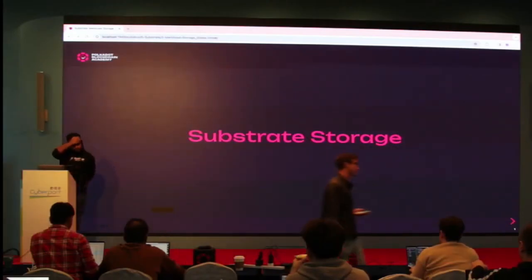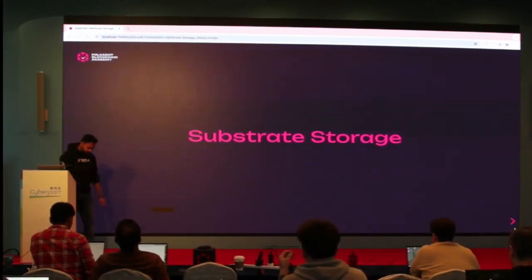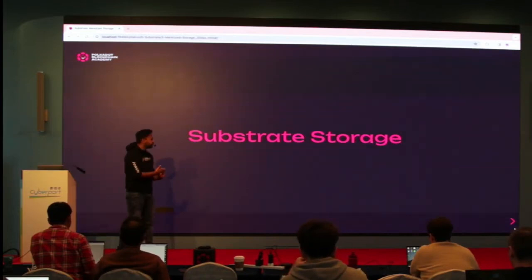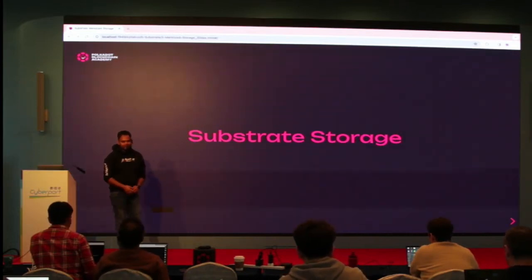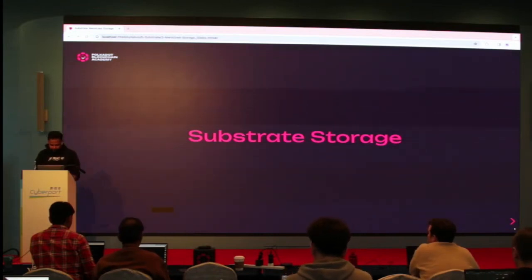And we are going to cover the storage, how Substrate stores the runtime state. You already got a flavor of it by doing the assignment, but hopefully this lecture makes things clearer.